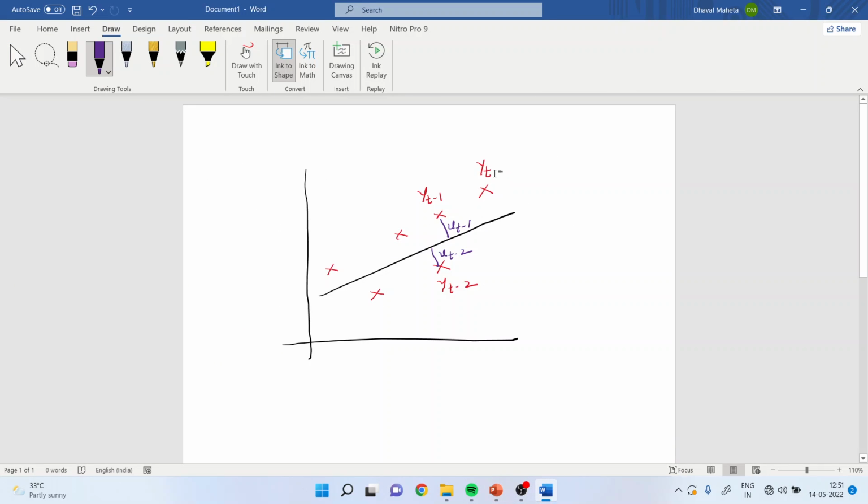My present value, that is yt, is dependent on yt minus 1 and yt minus 2, that is the previous two lags. So I get this value from yt minus 1 and yt minus 2, and these are AR terms. Now, it may be possible that there is some error which is left out. So ut minus 1 and ut minus 2 are the terms related to MA, moving average. So ut minus 1, ut minus 2 are MA(2) terms, and yt minus 1 and yt minus 2 are AR(2) terms.